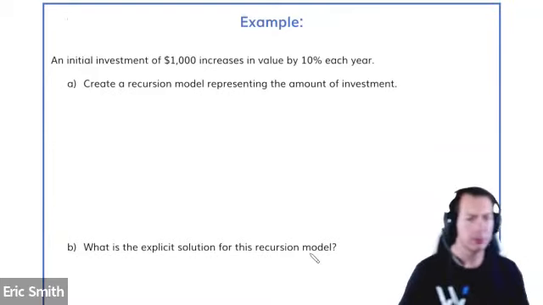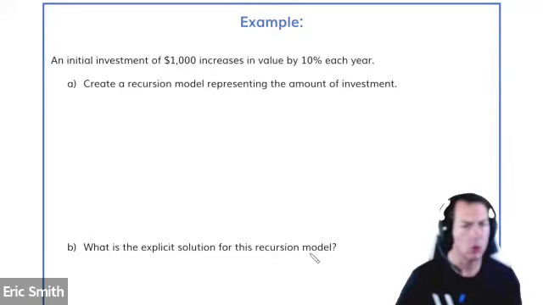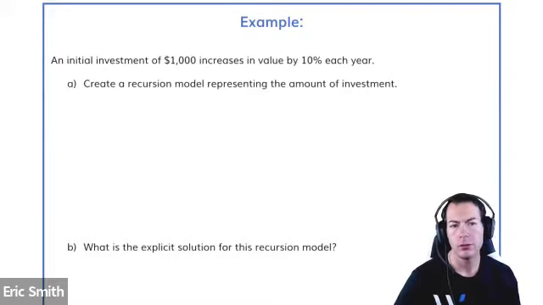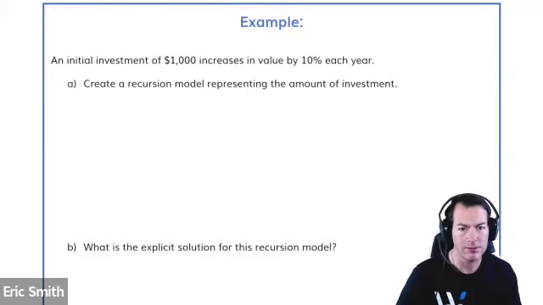So as I mentioned, these problems are usually based around population or investments. Really good place to kind of play around with this simple recursive model. So in this one, we have an initial investment of about $1,000, and it's going to grow in value by 10% every single year. We want to first just create a recursive model that represents the situation, and then we'll see what questions we can answer about it once we actually have that model on the page.